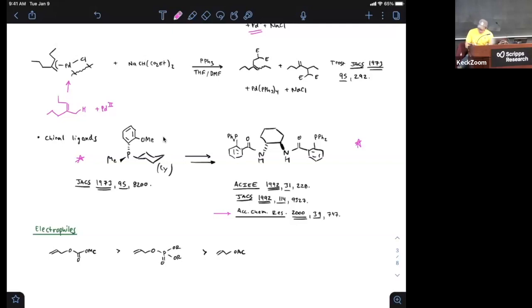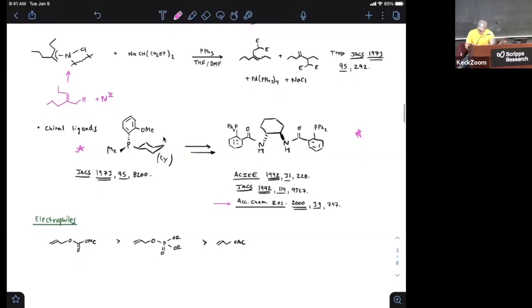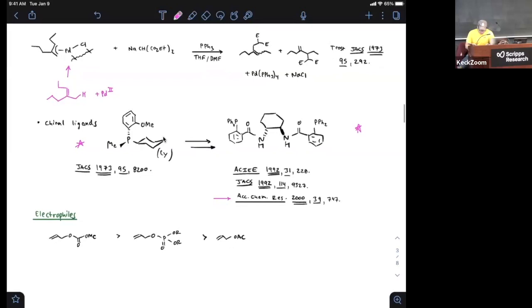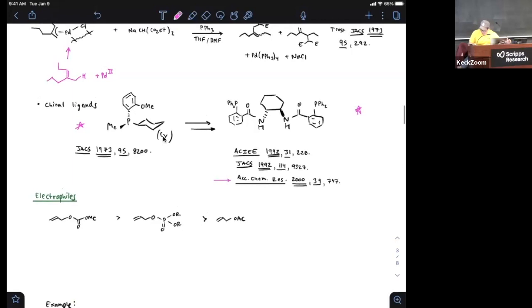So allylic acetates here are the worst in terms of their oxidative addition rate, followed by phosphonates. And one common class that you'll see are these carbonates. What is special about these? Why would you expect this to be a particularly attractive type of electrophile here? What do you think? Leaving group, you lose CO2 and methanol. Aha, okay. You lose CO2.